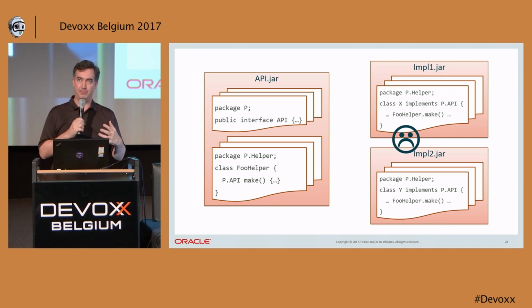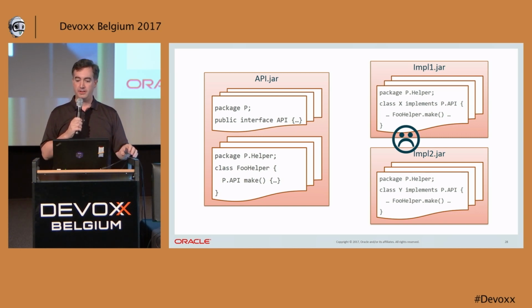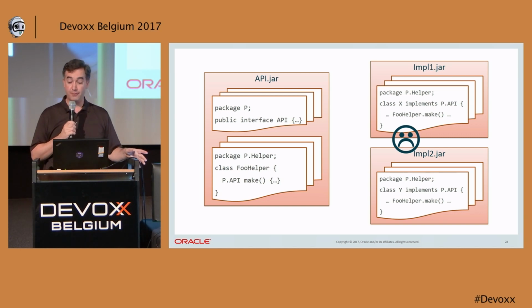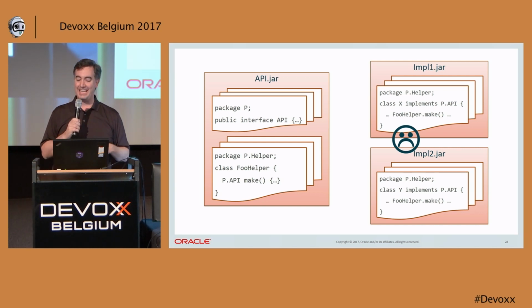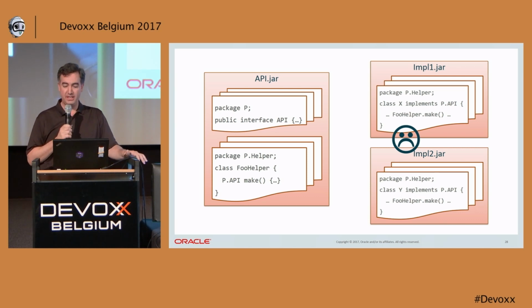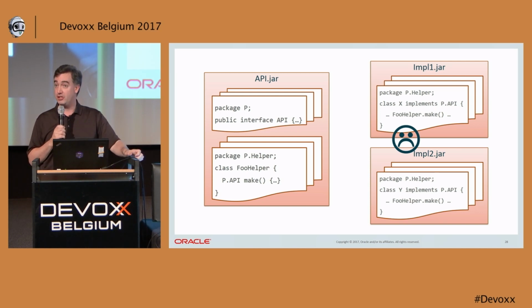So with this setup, where you're sort of overloading a package, there's a bunch of problems. For one thing, you've got to make sure that the implementations don't tread on each other's toes. There can't be any class name overlaps between the implementations since they all contribute to the same package, p.helper, despite living in different jar files.